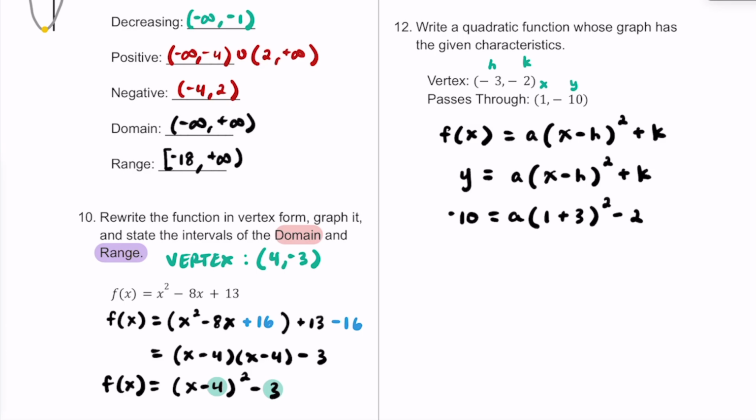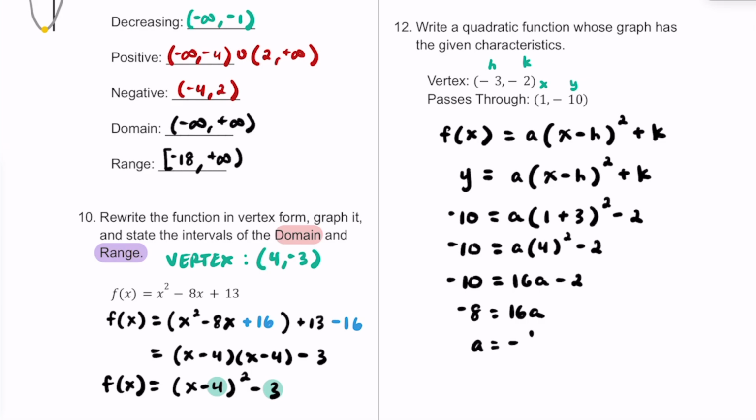All right, so 1 plus 3 is going to be 4, so I can say -10 is equal to a multiplied by 4 squared minus 2. Simplifying this a bit, we can say -10 is equal to 4 squared is 16 times a, so 16a minus 2. We can add 2 to both sides. We're going to get -8 is equal to 16a. Then divide both sides by 16, so we get a is equal to -1/2. Okay, so now we know everything we need to know. So our quadratic function here is going to be f of x, or y equals, and then our a value is -1/2.